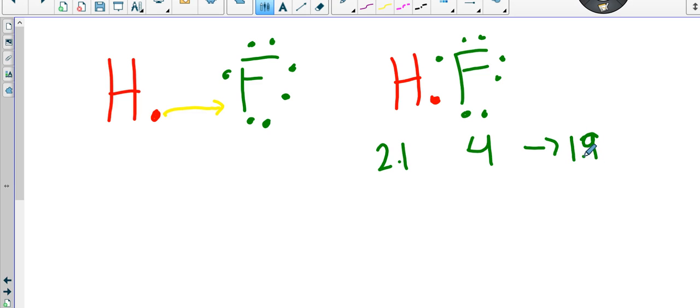So it's definitely polar. Actually, that's strong enough to be ionic. But if you have two nonmetals, then it's still covalent. But big difference in your electronegativity here.